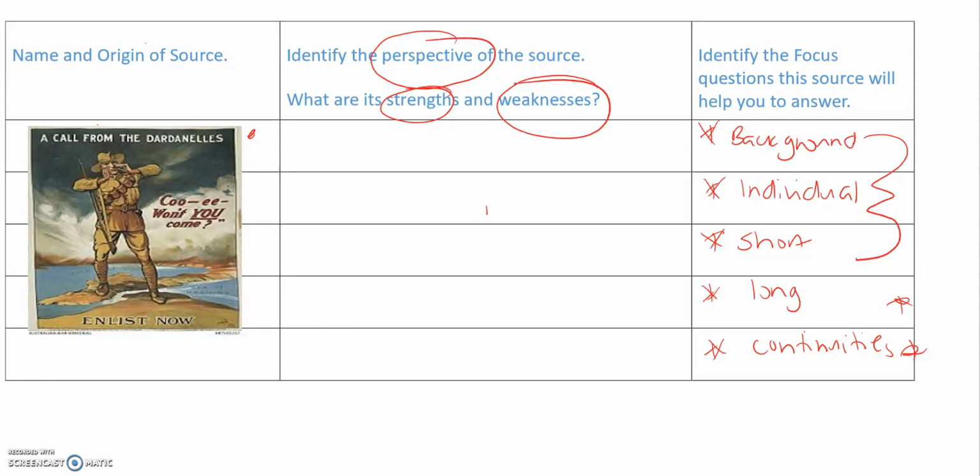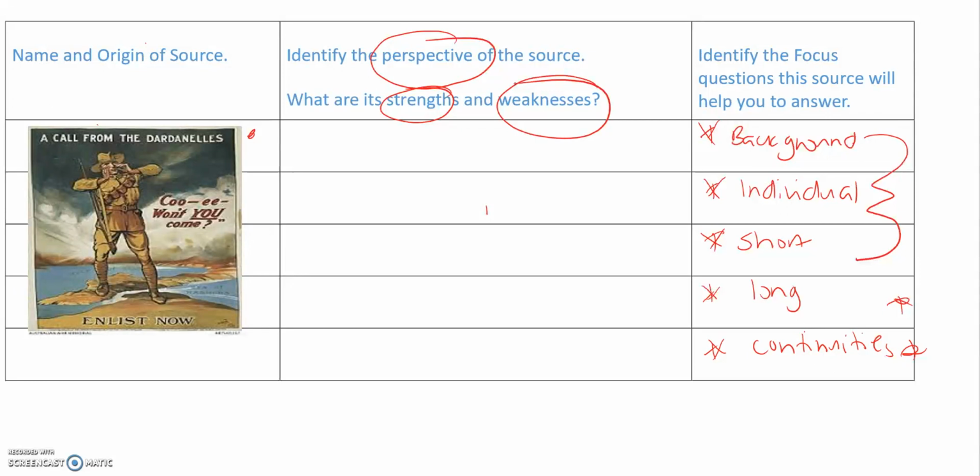A weakness could be that it's really over-exaggerating where the Australians are at over there in the Dardanelles, which is Gallipoli. We weren't doing that well. I'm pretty sure not all the soldiers were standing on top of the situation, which is suggested here by the guy standing right on top of these two key parts in the battle.